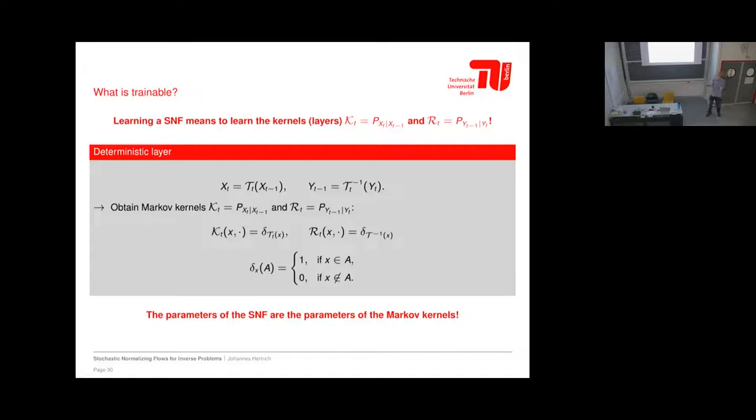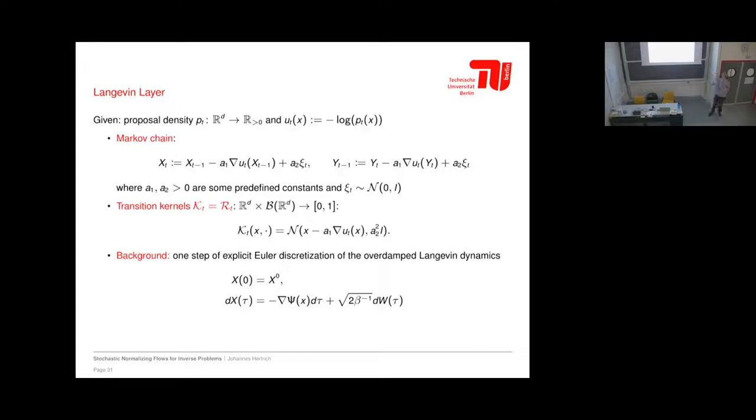One of them is a stochastic sampling method, namely the so-called Langevin layer. In some applications, we already know roughly where we want to come out, so the density of the data distribution, or some other density which is close to it, which we now call the proposal density. If we are given such a proposal density, we can just do a gradient descent step with respect to the negative logarithm of the proposal density and add some noise. In this case, these Markov kernels are just given by a normal distribution.